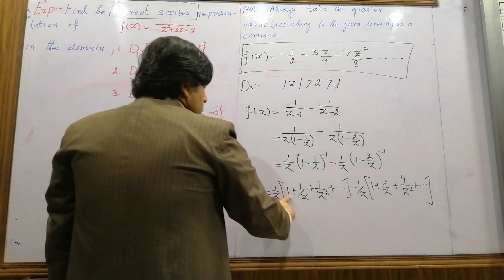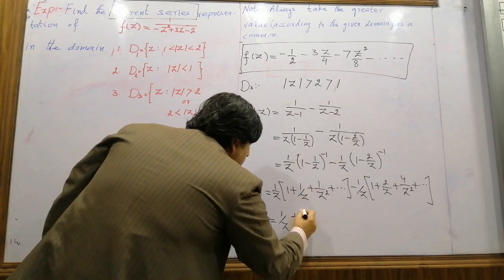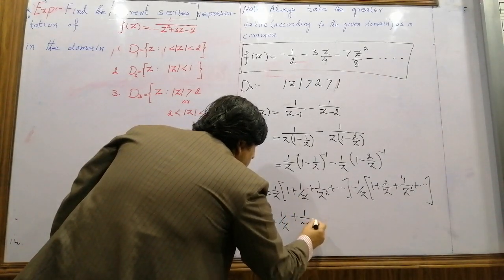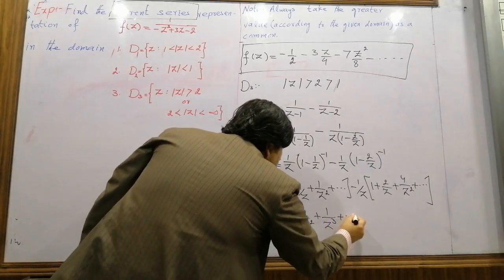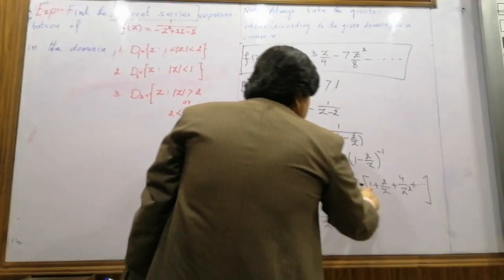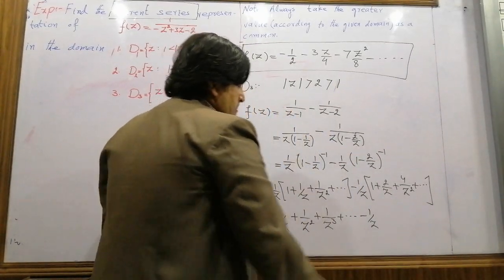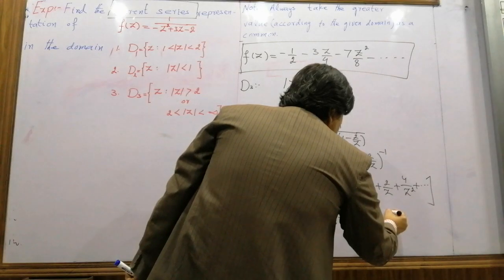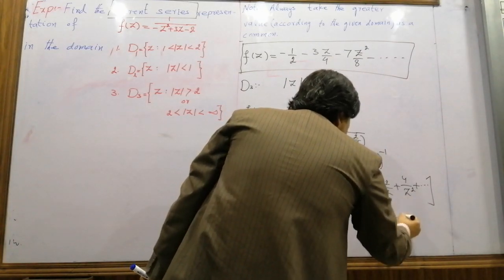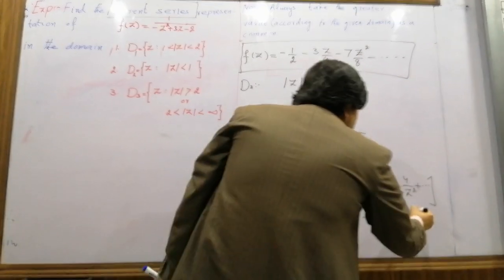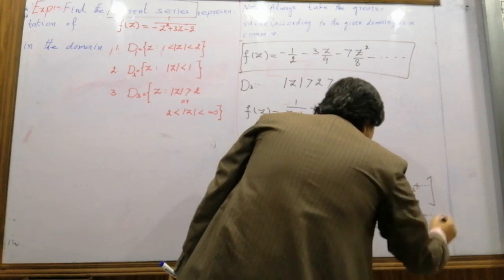Just multiply 1 over z inside. So you will get 1 over z. From here you will get 1 over z square. From here you will get 1 over z cube and plus up to so on. And if I multiply here, I will get minus 1 over z. Here I will get minus 2 by z square. And here I will get minus 4 by z cube and minus up to so on.